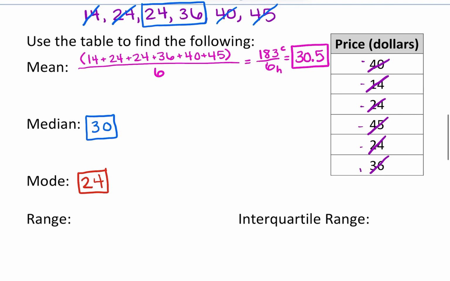All right, range is the biggest number minus the smallest number. So my biggest number was 45. My smallest number was 14. And then I can subtract, and I get 31.